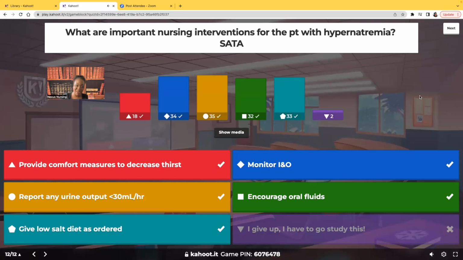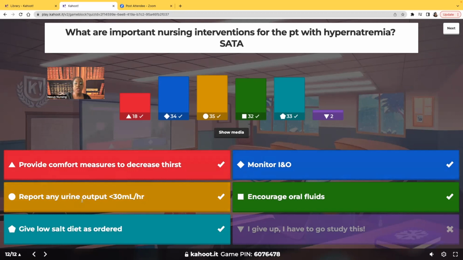Okay, so let's talk about this, the nursing interventions. Patients, sodium is too high. You're going to provide comfort measures because remember, they're going to have that dry, sticky mucous membranes. They're going to be very thirsty. You're going to give comfort measures. You're going to monitor their input and output. You're going to report any urine output.